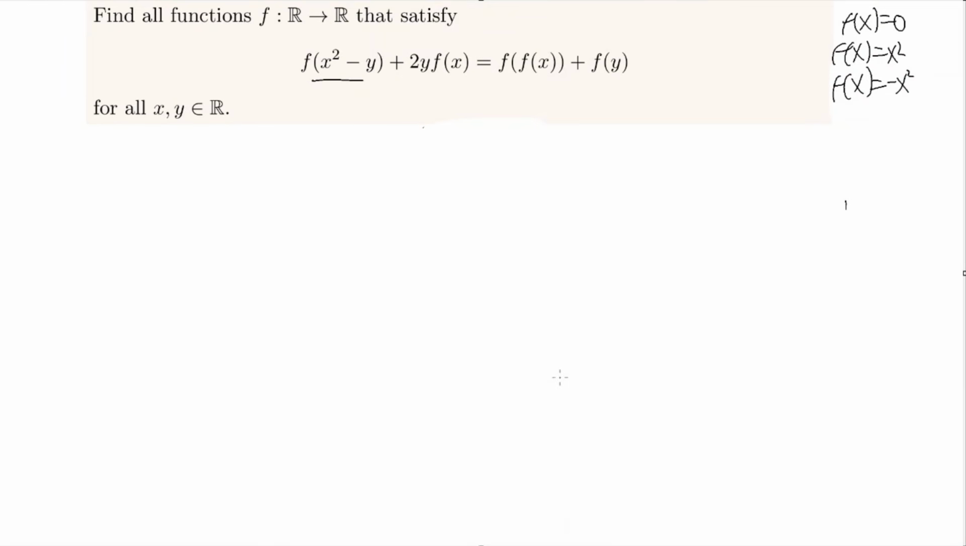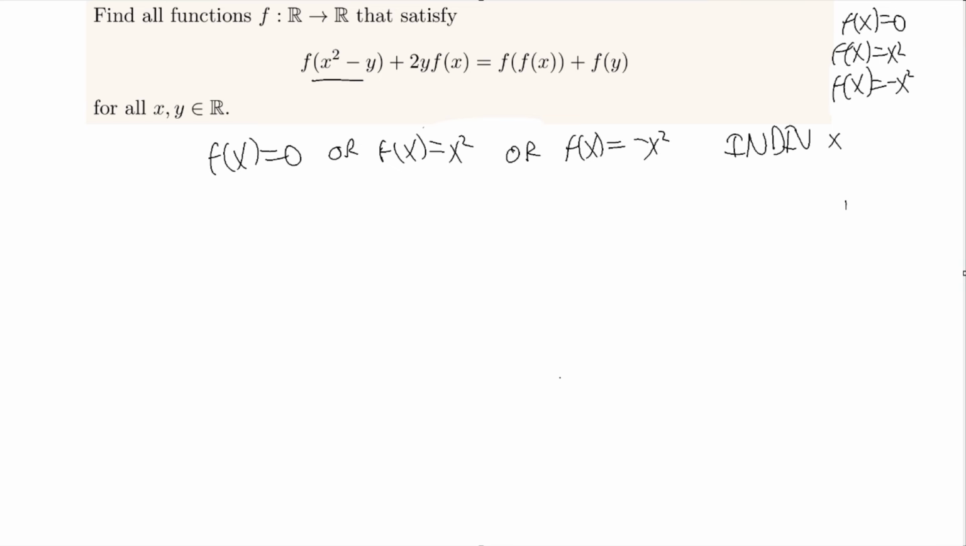Or have we? After all, the only thing we proved is that f of x equals 0, or f of x equals x squared, or f of x equals negative x squared for every individual x. We haven't proved that one of these must hold for all the x. We could just keep mixing and matching if we wanted to, and we could still get a very weird solution. So we have to resolve this very weird issue. And this is known as the pointwise trap, which I alluded to earlier.